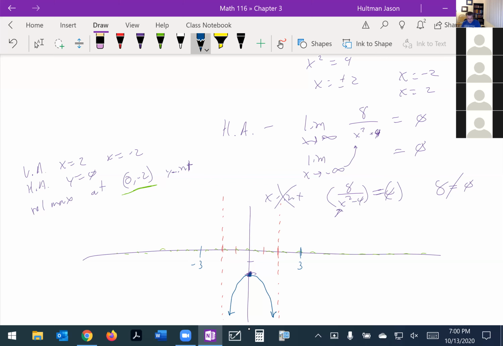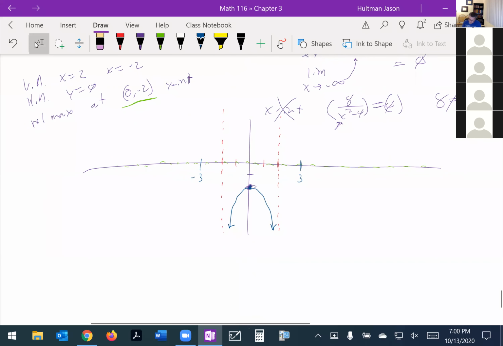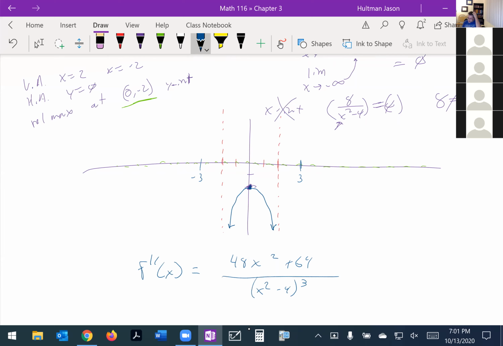Okay, and yes, there are more pieces of this graph. We know that the second derivative was equal to 48x squared plus 64 all over x squared minus 4 cubed. We got that as our second derivative when we simplify all of this. So let's plug in negative 3 and see what happens here.